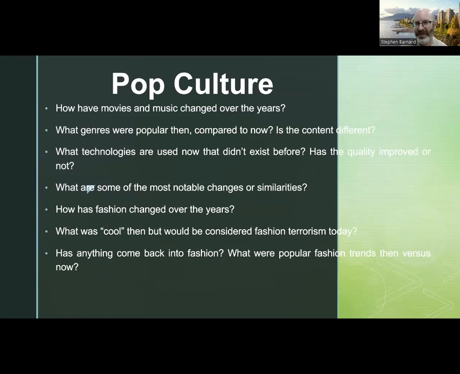Okay, how about pop culture? How have movies and music changed over the years? What genres were popular then compared to now? How about the content? What sort of technology exists now that didn't exist before? I mean, an easy thing to say is CG. A lot of modern movies have more CG than earlier movies, but you could compare the quality of CG. You could take a look at different practical effects. You could look at the content of different movies or how certain styles were more popular than others.